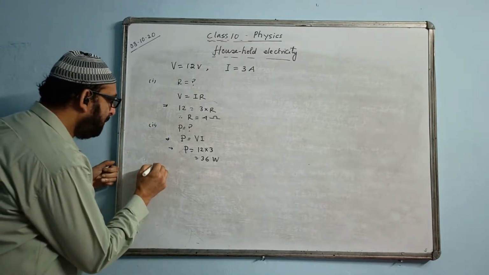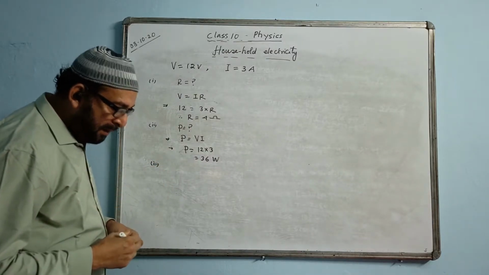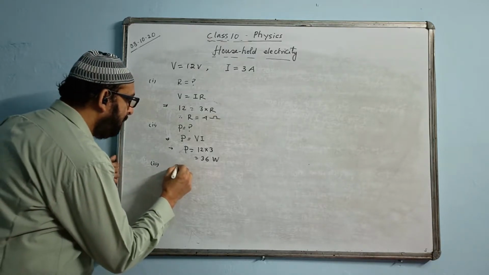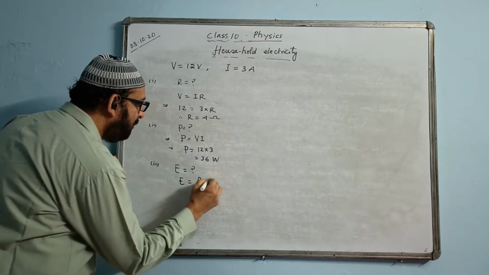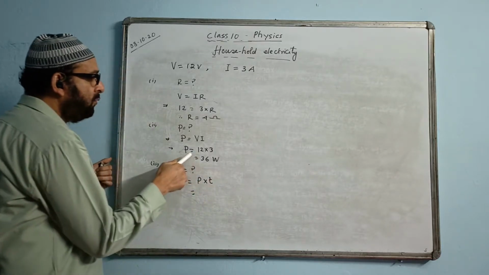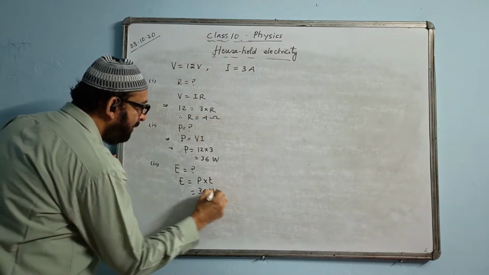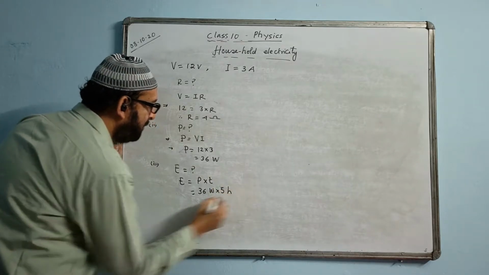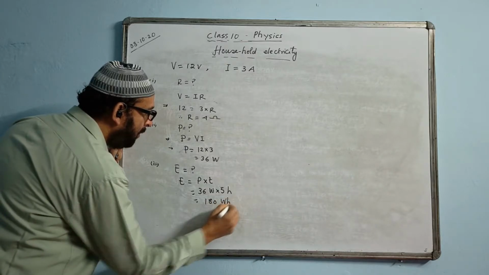Now the third part. In the third part, you have to find the electrical energy consumed in kilowatt hours. This time energy is unknown, and the energy formula we have is power into time. The power is 36 watt into time. Time is given in the question, 5 hours. 36 into 5 will give the answer 180 watt hours.